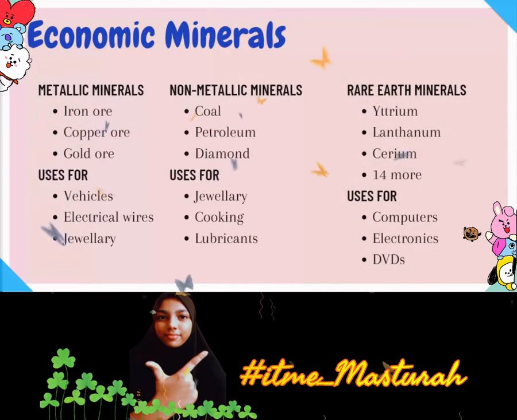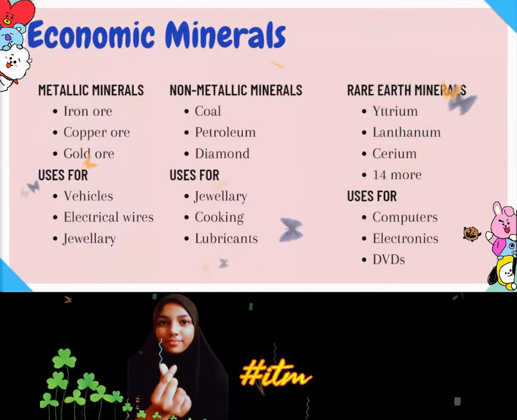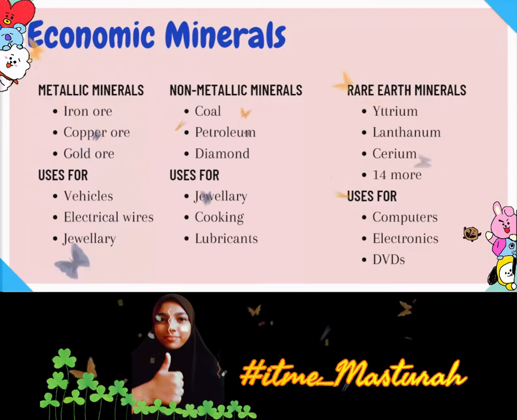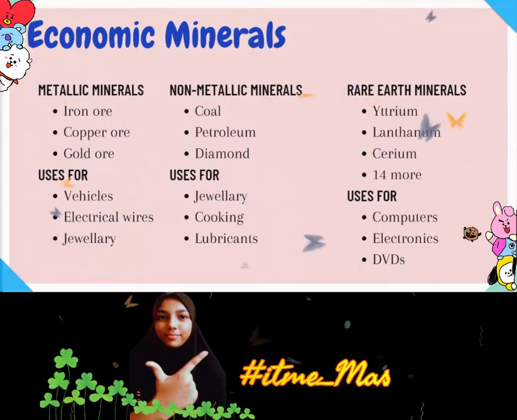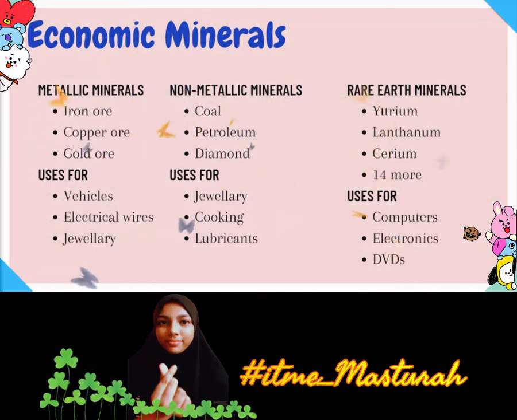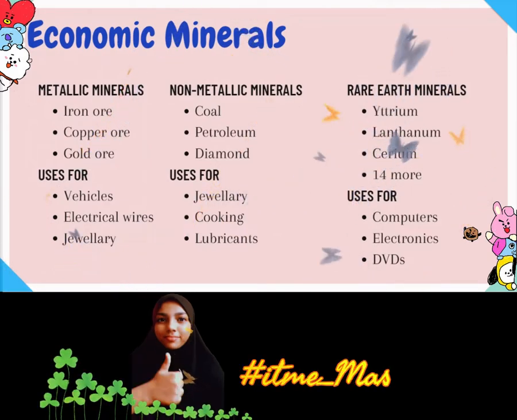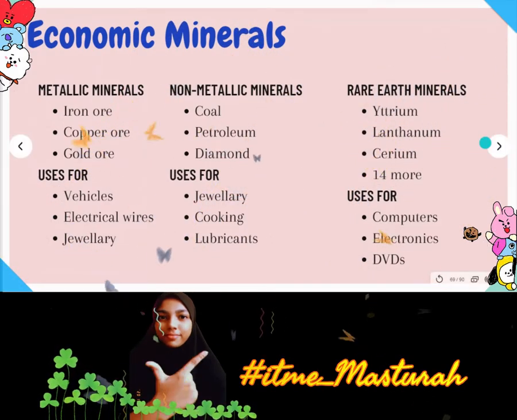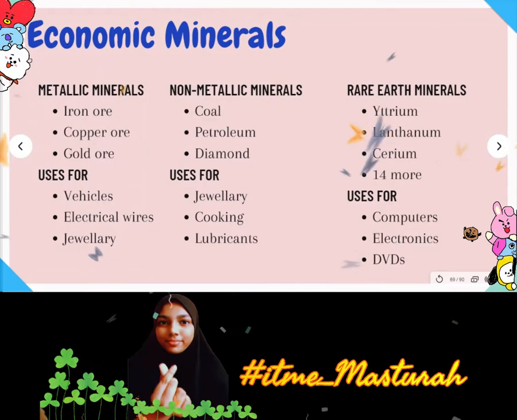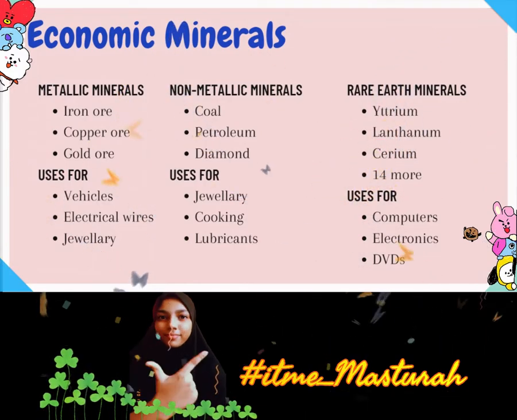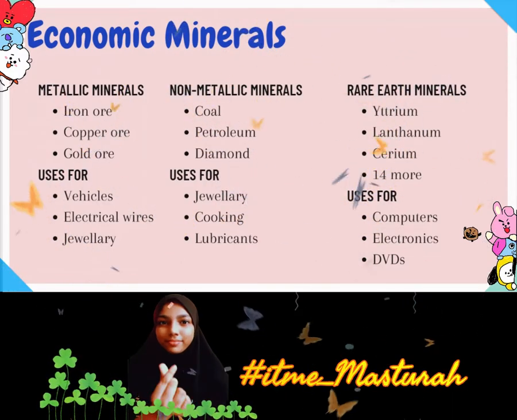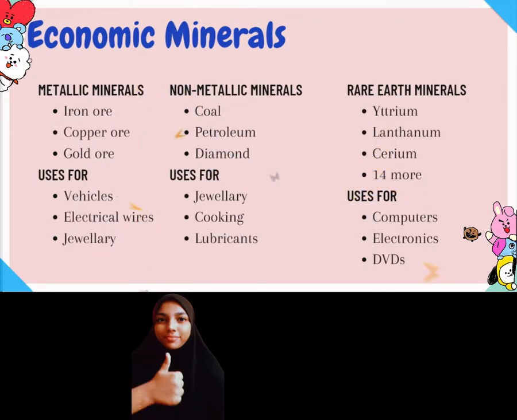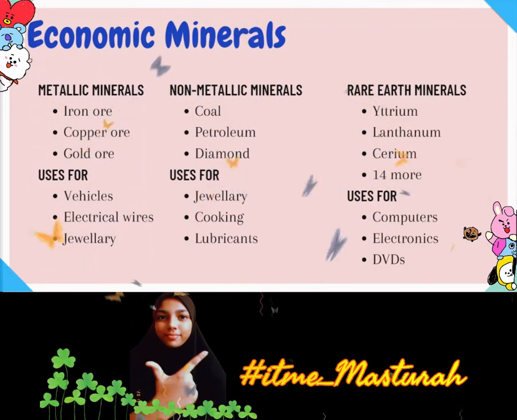For the electrical wires, if you cut the wires, you can see the middle part is copper. So that's the use of copper. For jewelry, we use gold. For non-metallic minerals, examples are petroleum and diamonds. The uses are to make jewelry, for cooking, and lubricants.